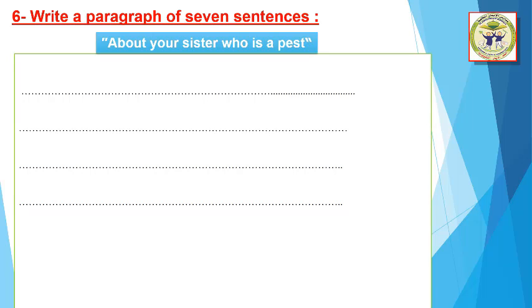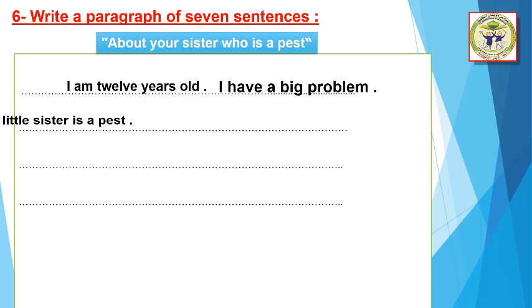What's your answer? What are your sentences? Number 1, I'm 12 years old. Number 2, I have a big problem. Number 3, my little sister is a pest.